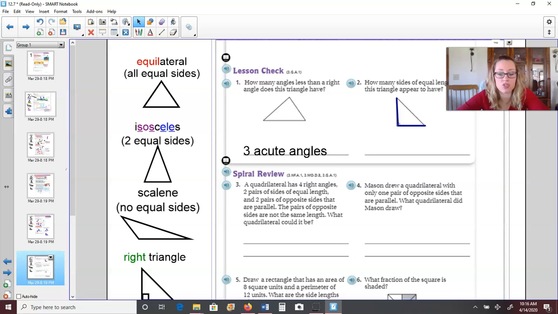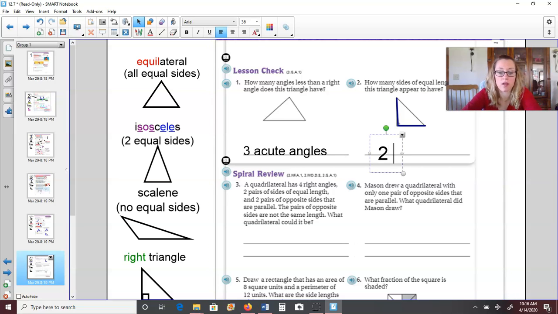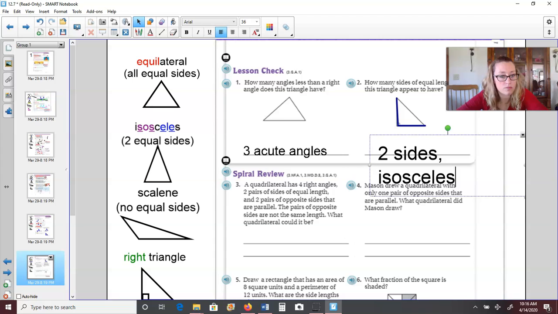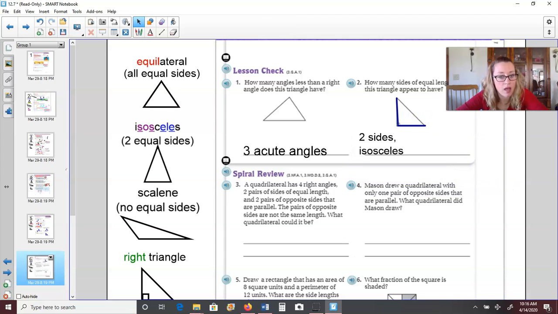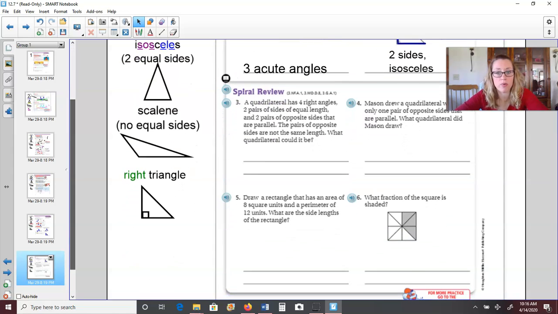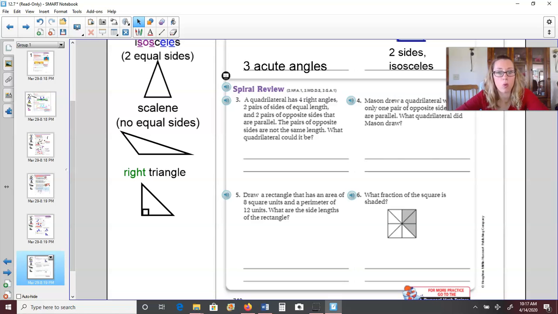I'm seeing just two sides that are equal. Okay, two sides that are equal, so this would be an isosceles triangle. And it's nice, I can always look at the answer key if it's hard to tell. All right, so we've got an isosceles triangle. All right, number 3, spiral review. A quadrilateral has 4 right angles, 2 pairs of sides of equal length, and 2 pairs of opposite sides that are parallel.